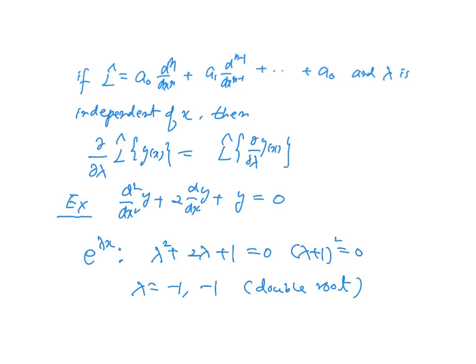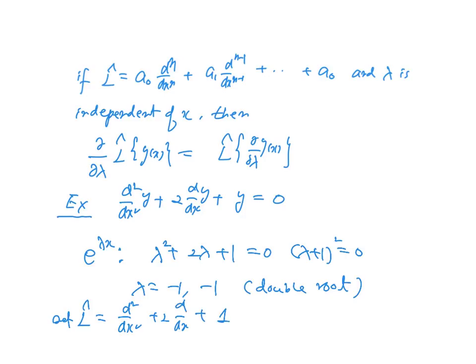But it is a second order differential equation, so we are supposed to have two independent solutions. So what can be the second one? It can actually be found from that operator property. So set L equal to d squared/dx squared plus 2 d/dx plus 1.